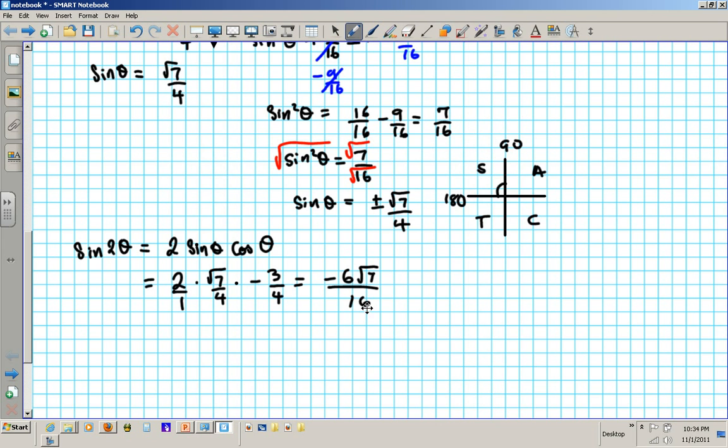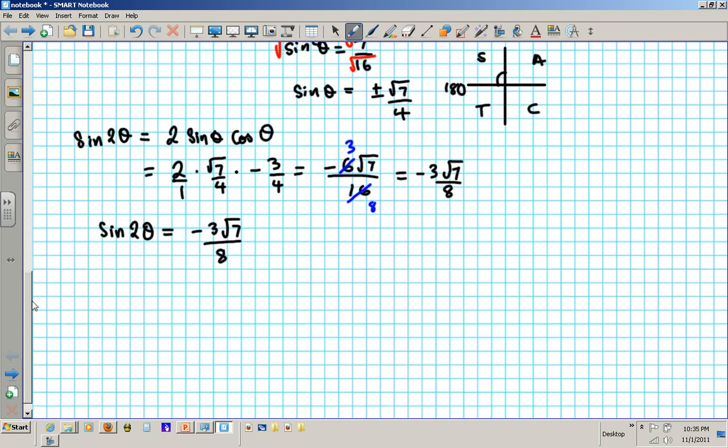But you have a common factor here. You can divide 2 into both of them. 2 goes into 6 three times, and 2 goes into 16 eight times. So your answer for sine 2 theta is -3 √7 over 8. So sine 2 theta is -3 √7 over 8. So we have one answer down.